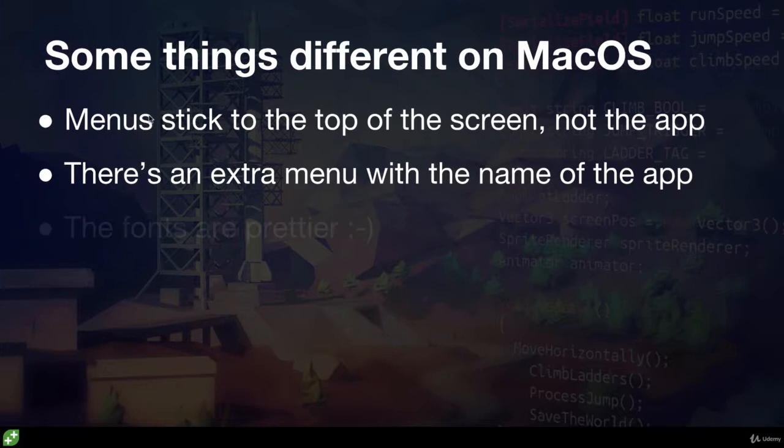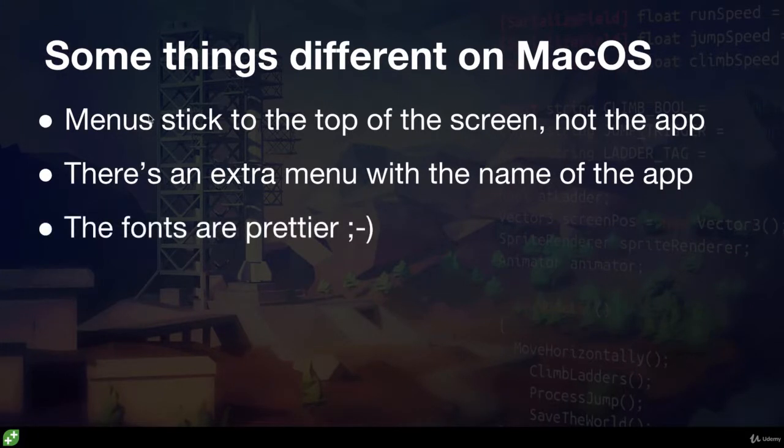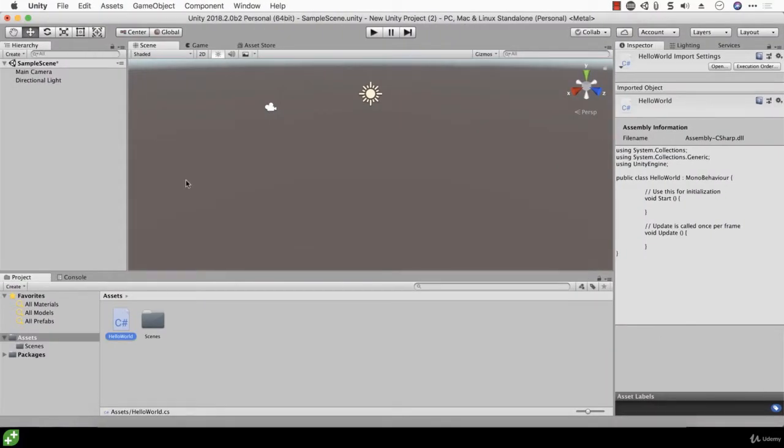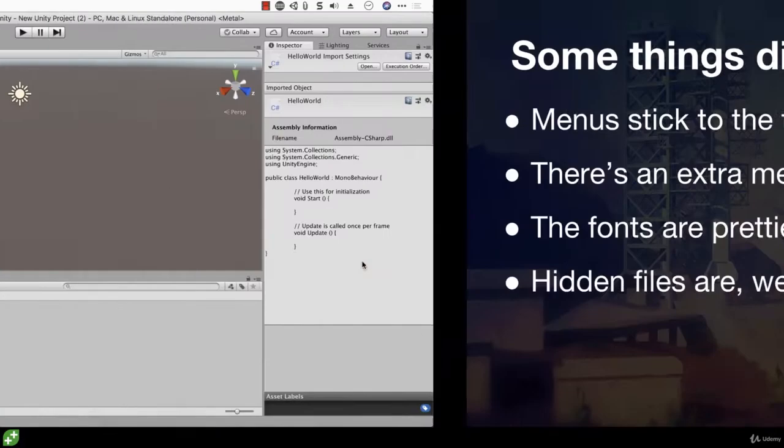Now, what else to watch out for? Well, the fonts are prettier. That's just me being funny, if you think it's funny. So hidden files. Well, they're hidden by default. We don't need to go into detail about how to change that yet. We'll deal with that when we get to version control. But bear in mind that when you're in Finder, if there are hidden files, they won't show up on the Mac. And they're a lot harder to turn on the Mac than they are on the PC. But we'll deal with that as and when we need to.